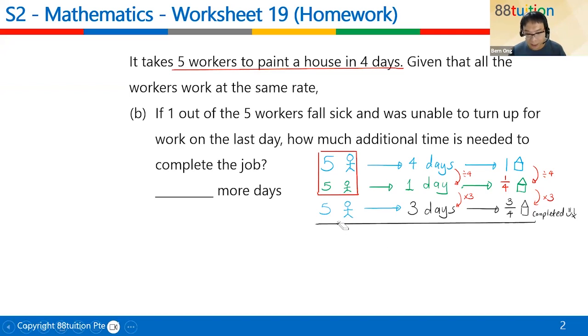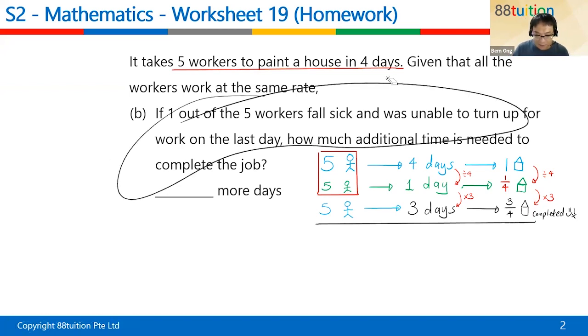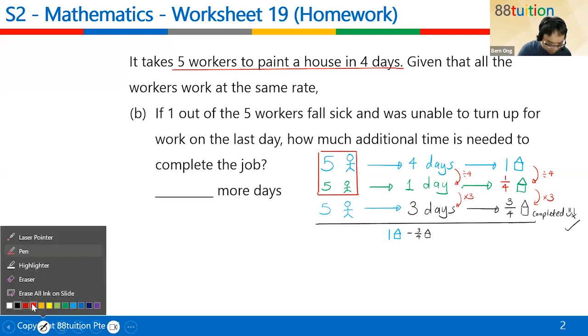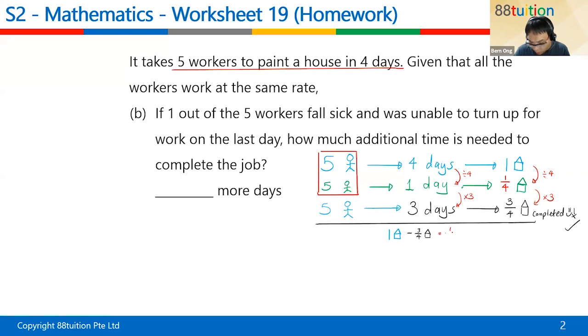Why do I have to find 3 days? Because this statement says that on the last day, one of them fell sick. Before he fell sick, only 3/4 of the house was completed. Which means I have another 1/4 of the house to complete. So 1 house not completed, minus the 3/4 house that is completed. I still have 1/4 of the house that's still not painted. Can you see or not?